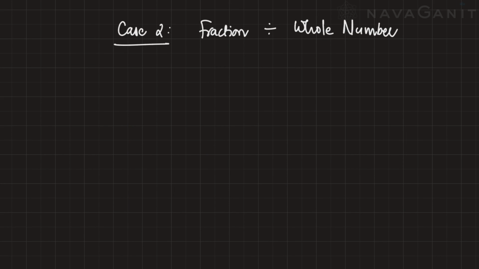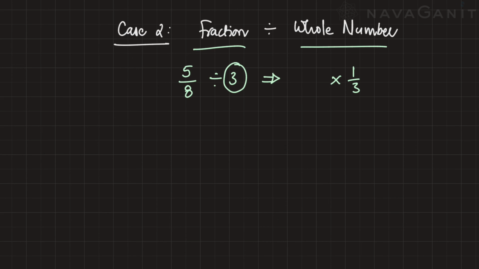Let us take up the next case. Say we have to divide a fraction by a whole number. Say 5 by 8 divided by 3. This is similar to the previous case in the sense that I simply take the reciprocal of this divisor. So the reciprocal of 3 would be 1 by 3, and I simply need to multiply it with 5 by 8. So this is 5 by 24.